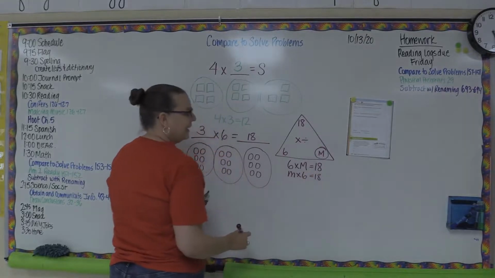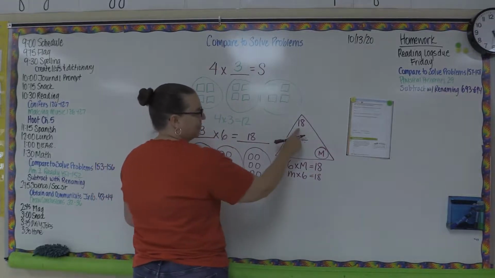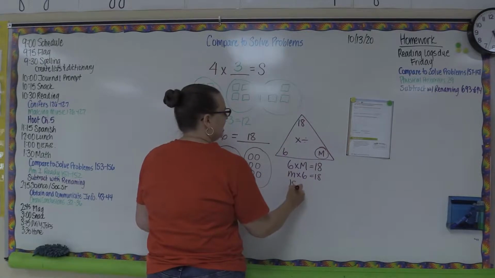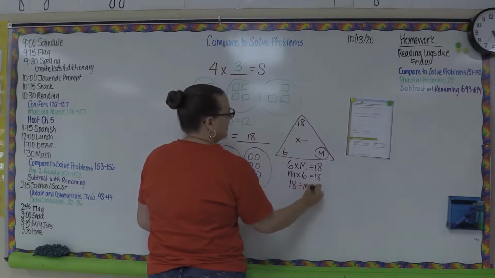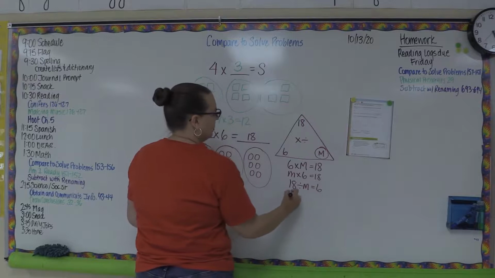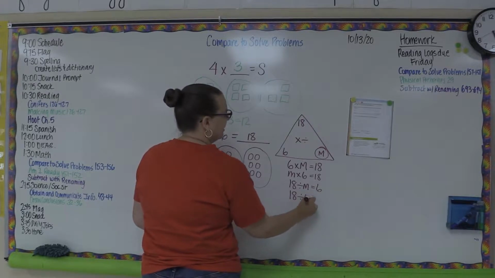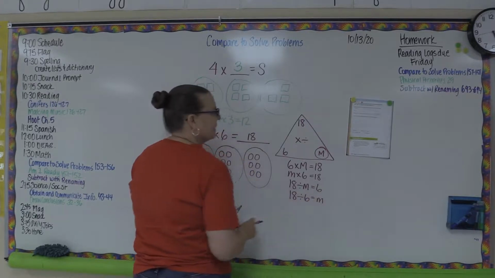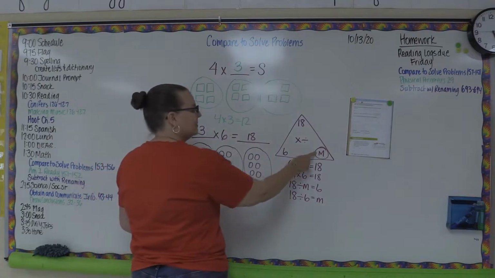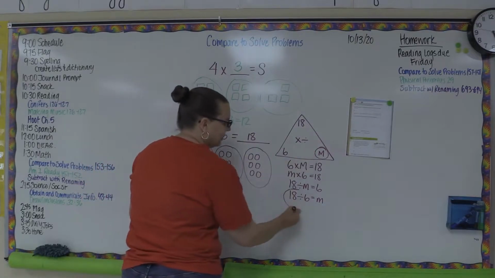And we could write 2 division problems, starting with the largest number. We could do 18 divided by m is equal to 6. Or we could do 18 divided by 6 is equal to m. If we're trying to find this missing corner, this is the one that we're going to do, right?